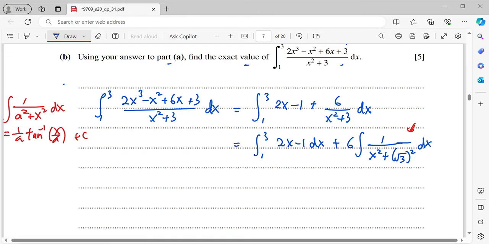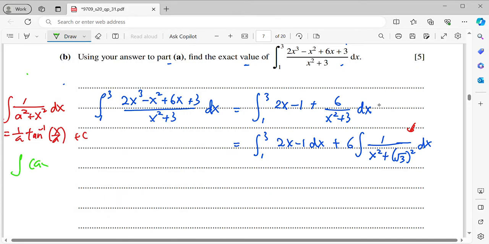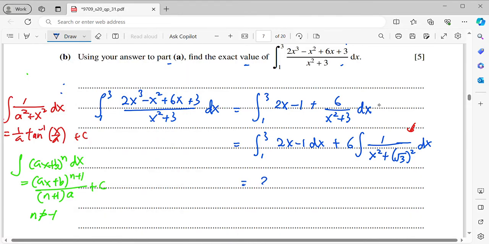Okay, then now for the first term, I will be using another formula. Integrate (ax plus b) to the power of n dx. It will be (ax plus b) to the power of n plus 1 over n plus 1, and then differentiate ax plus b is a, followed by plus c. Remember, this formula is only valid when n is not minus 1. That means now I will be getting (2x minus 1) to the power of 2 over 2 first. The 2 comes from the degree, and then when you differentiate 2x minus 1, you will be getting another 2.